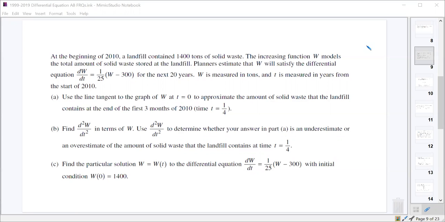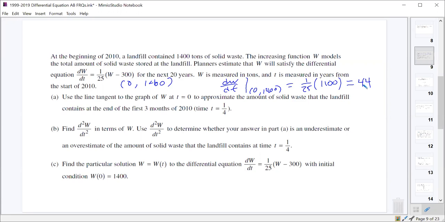And so we need a tangent line. Right? In order to find the tangent line, we need two things. We need a point and a slope, same things we always need. So the point should be (0, 1400). And our slope should be dW/dt evaluated at (0, 1400), where the 1400 is a W value. So we'll have 1/25 of 1100. And what is that? 44?